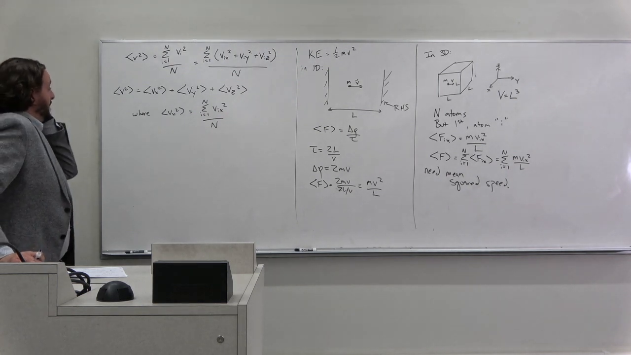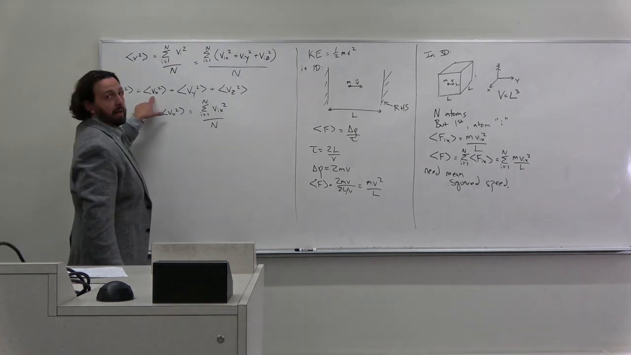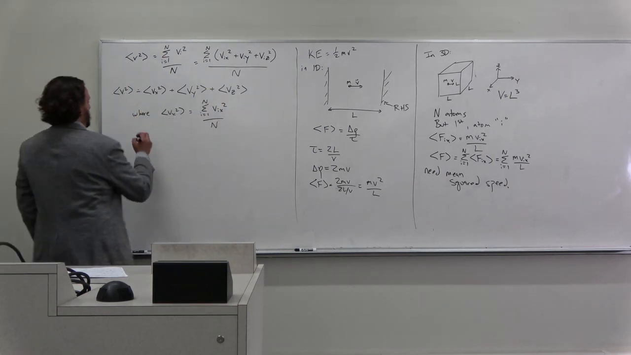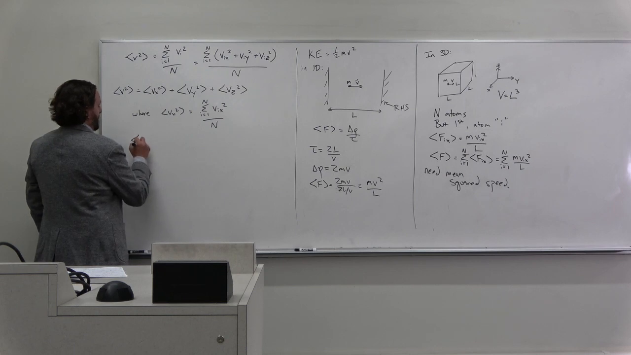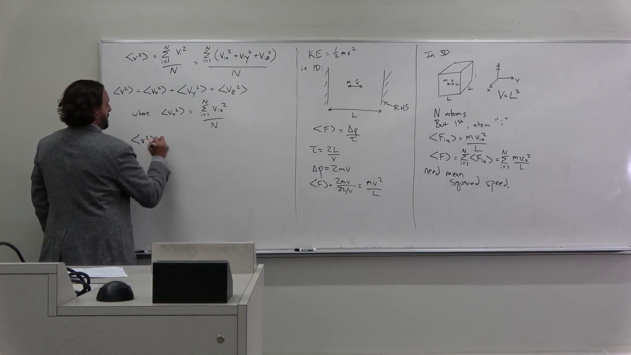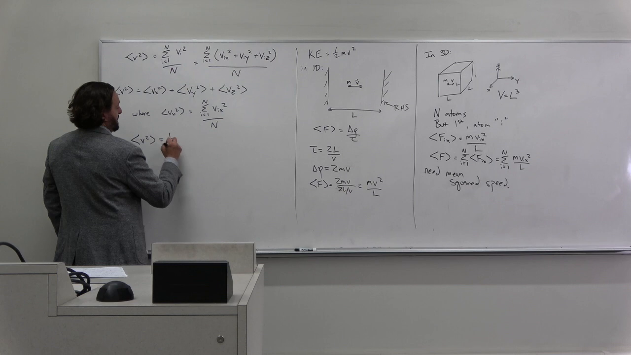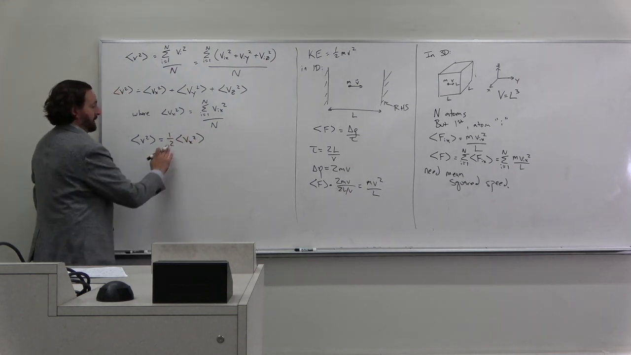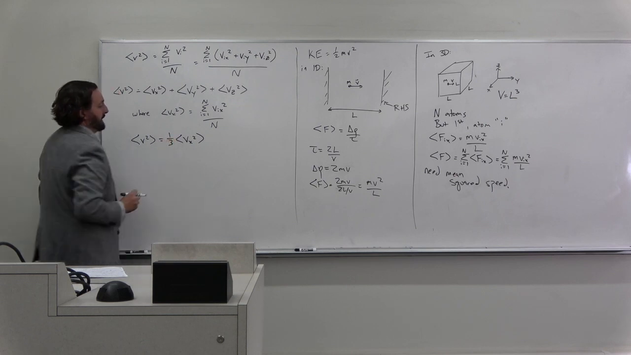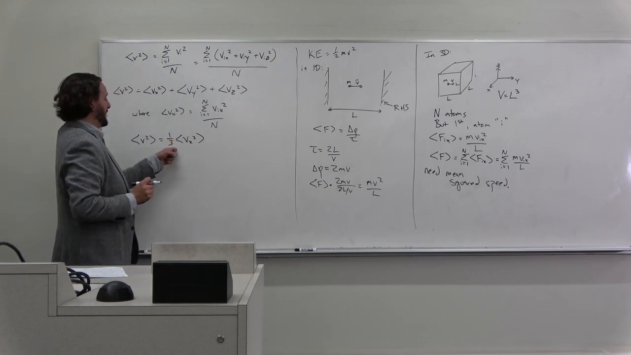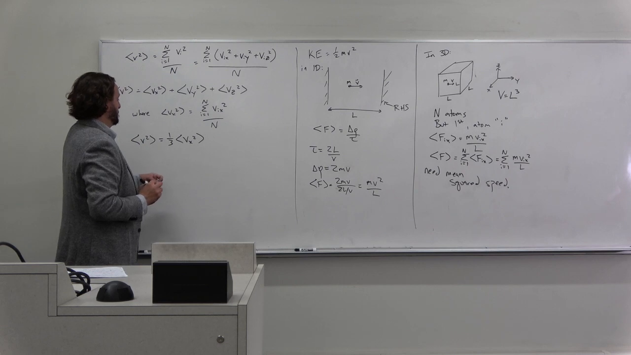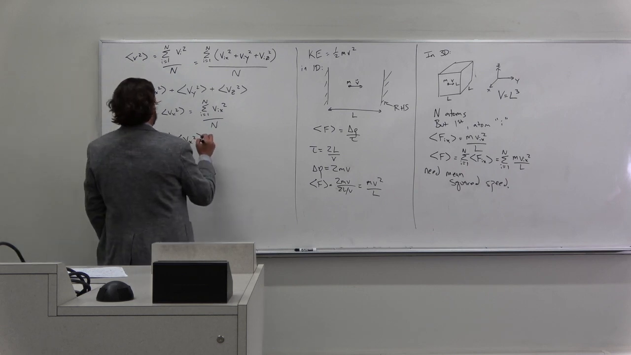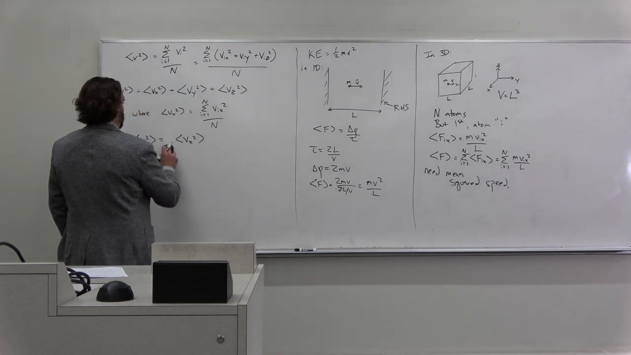Now, there's a key feature: since this is at random, all three of these dimensions must be the same. Any of my dimensions must be the same. So really, they're all identical, so I could just add up all three of them, 3 times.